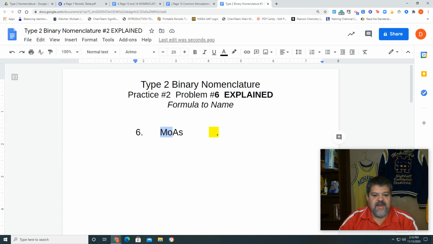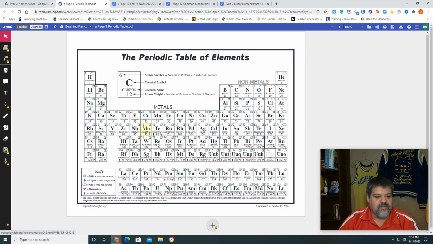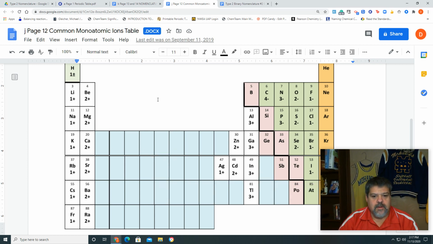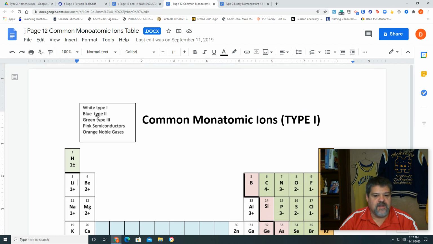Well, first of all, we've got to find the name, and we've got to determine whether it is Type 1 or Type 2, or possibly Type 3. So we're going to go ahead and look at our periodic table, find Mo. Mo is right there. So Mo is right there. And once we do this, we're going to look at our other sheet on page 13. Mo is somewhere in here. So we know that it is in blue. So in fact, it is a Type 2. Okay, so we know that it is Type 2 because blue is Type 2.